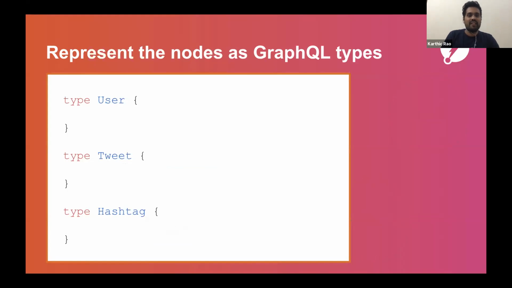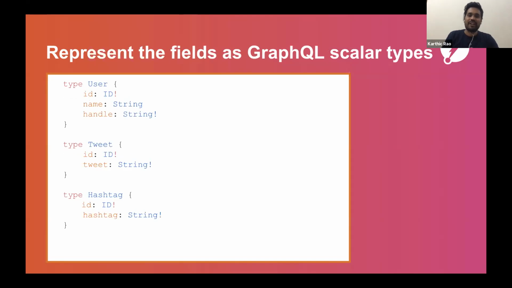The next step is to represent these nodes as GraphQL object types in your GraphQL schema. So using the type keyword, we're representing each one of these nodes, which we saw in the last slide, as GraphQL object types.